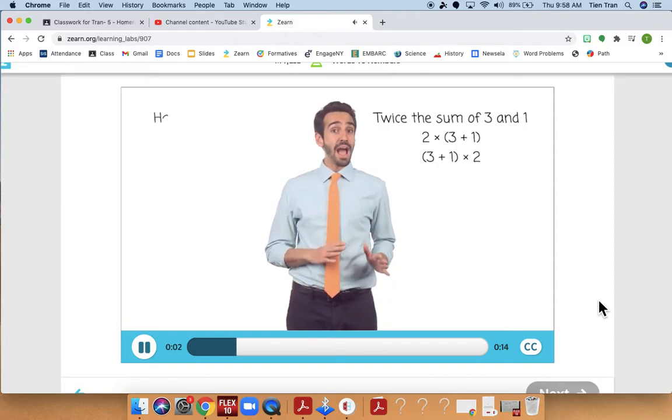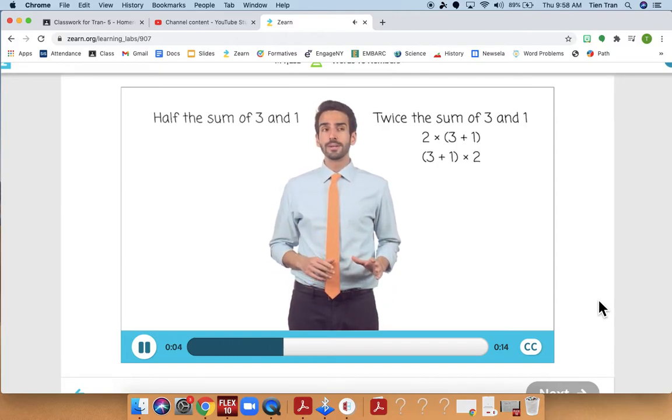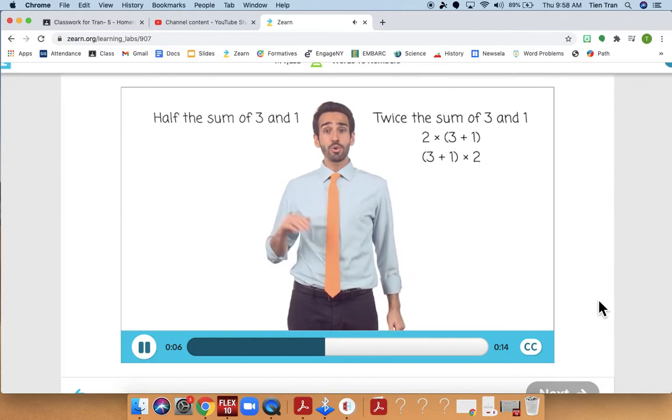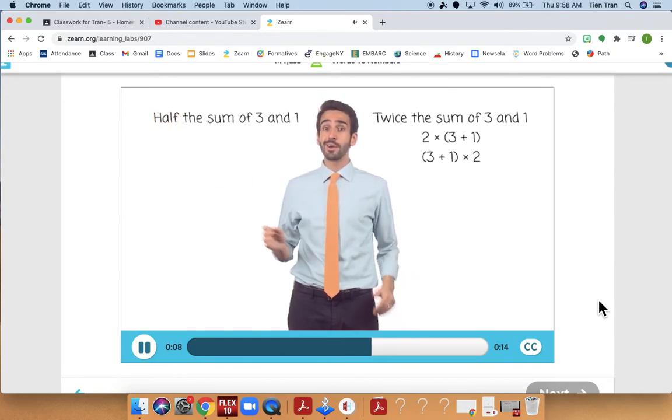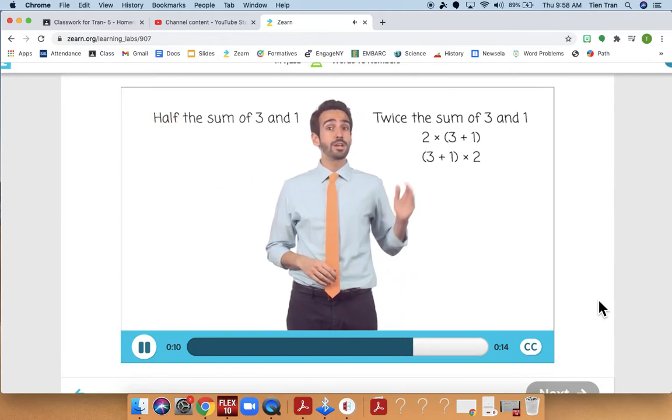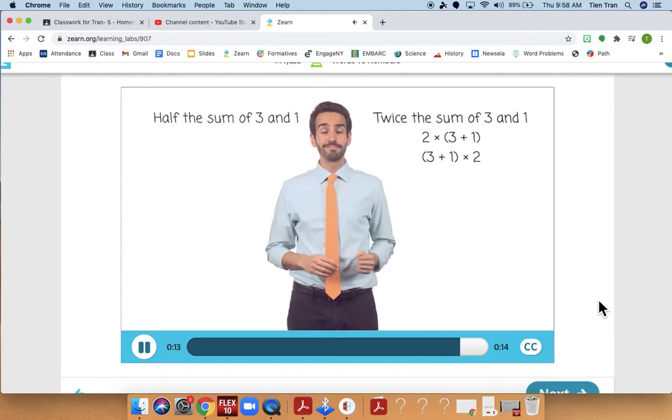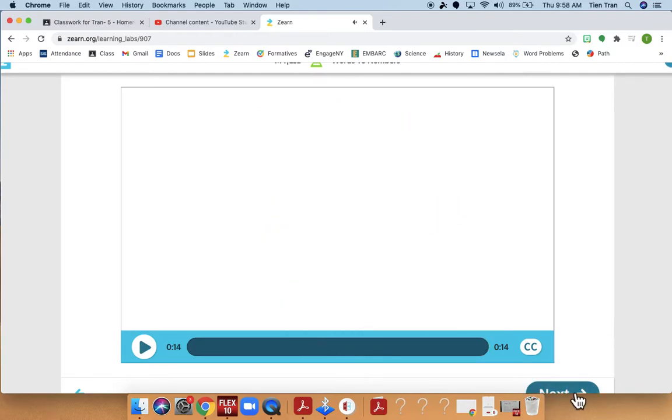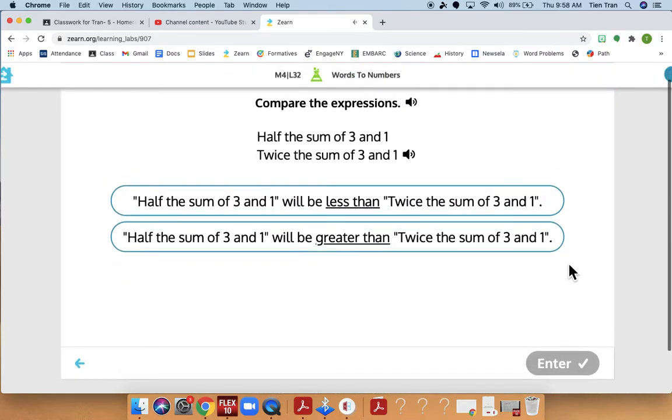Now let's look at half the sum of 3 and 1. Will the value of half the sum of 3 and 1 be more than or less than twice the sum of 3 and 1? Okay, now they want us to compare less than and greater than. Remember that the shark likes to eat the greater number, right? So half the sum of 3 and 1 will be less than twice the sum of 3 and 1.